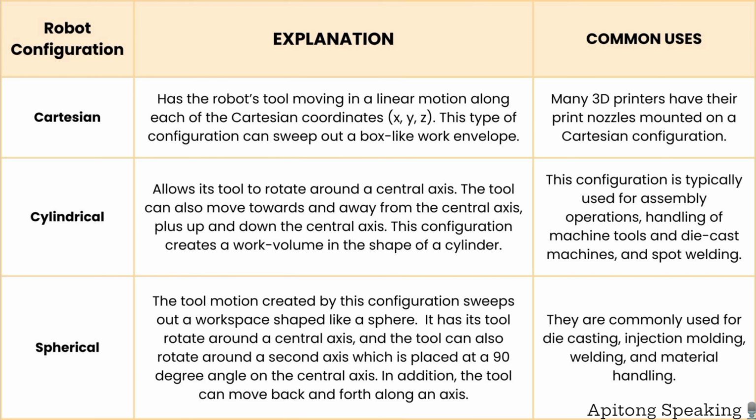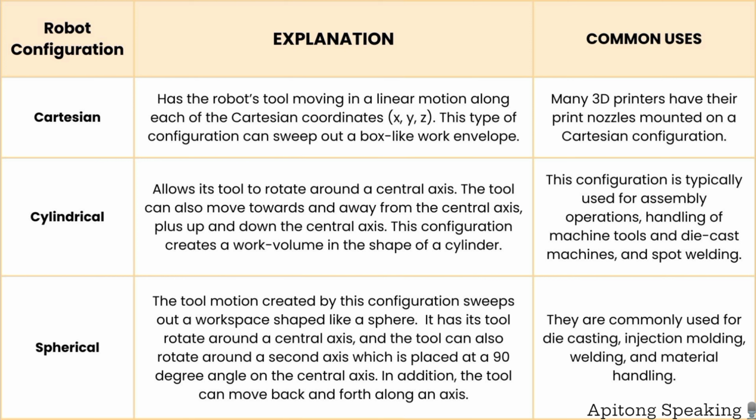The second one is the cylindrical robot configuration. It allows its tool to rotate around a central axis. The tool can also move towards and away from the central axis, plus up and down the central axis. This configuration creates a work volume in the shape of a cylinder. The common uses for the cylindrical robot configuration is that it is typically used for assembly operations, handling of machine tools, die-cast machines, and spot welding.